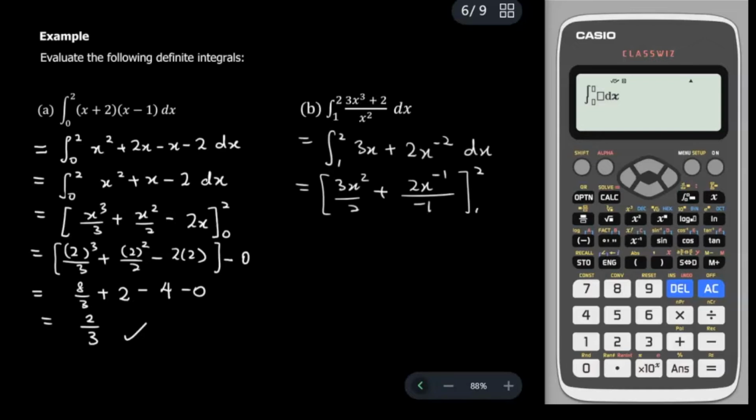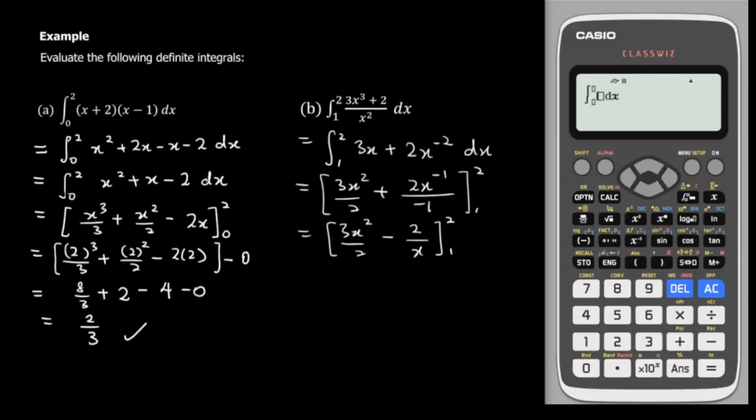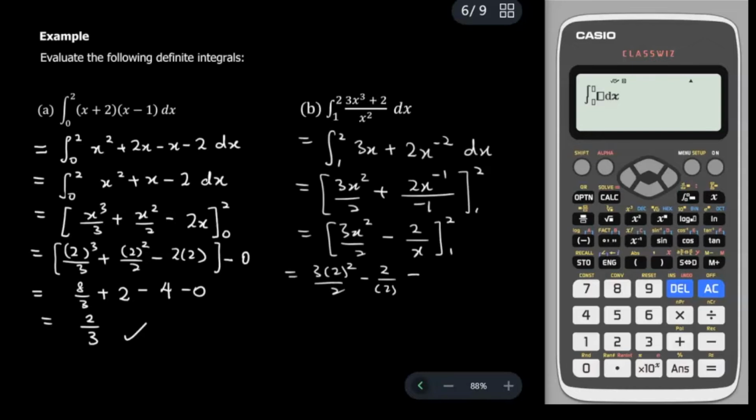And then we write again 3x squared over 2 minus 2 over x from 1 to 2. And then we substitute 2 inside, and then we substitute 1 inside. So it'll be 3 times 2 squared over 2 minus 2 over 2, and then minus, 3 times 1 squared over 2, and then minus 2 over 1, and then close bracket.